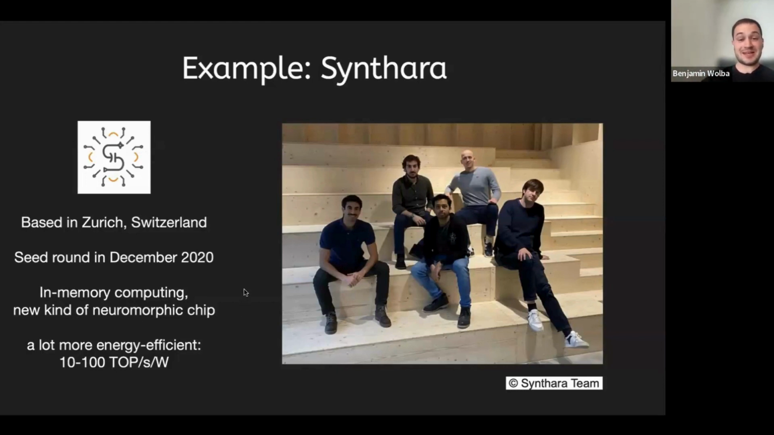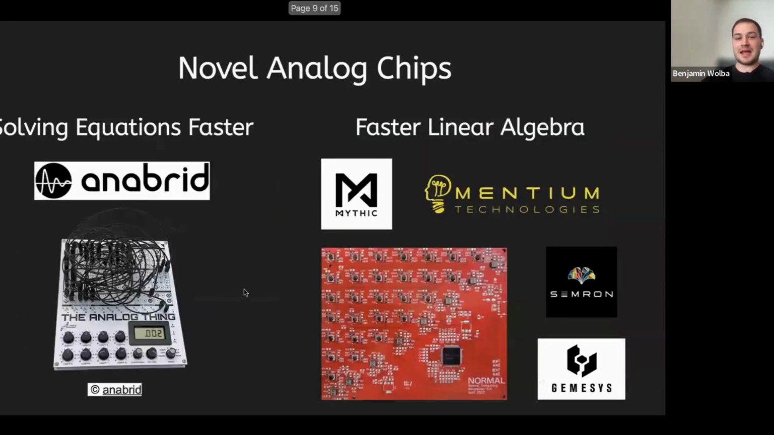Now, we could take things even one step further and go into the analog regime. Analog meaning you're using the absolute value of a physical quantity, such as a current, for compute. And so on the one hand, there's analog computing in general. It's seeing a comeback. People explored this previously and then abandoned it just because digital compute, due to Moore's law, is just so fast and efficient. But it's seeing a comeback. And one company pioneering that is Anabrid. They're based in Berlin. And what they build is these analog computers.